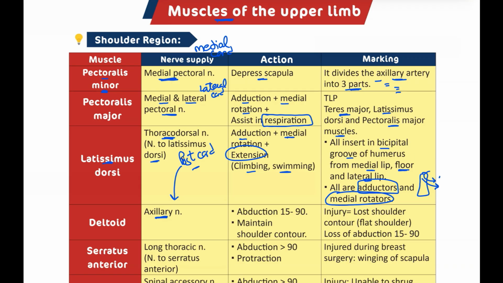Now it is responsible for the abduction from 15 to 90 degrees, and it is going to maintain the shoulder contour. Now there are three fibers, that is the anterior fibers, the middle fibers, and the posterior fibers. Anterior fibers are responsible for the flexion, the middle fibers for the abduction, and the posterior fibers for the extension at the shoulder joint. If there is an injury, there will be loss of the shoulder contour and the loss of abduction from 15 to 90 degrees.